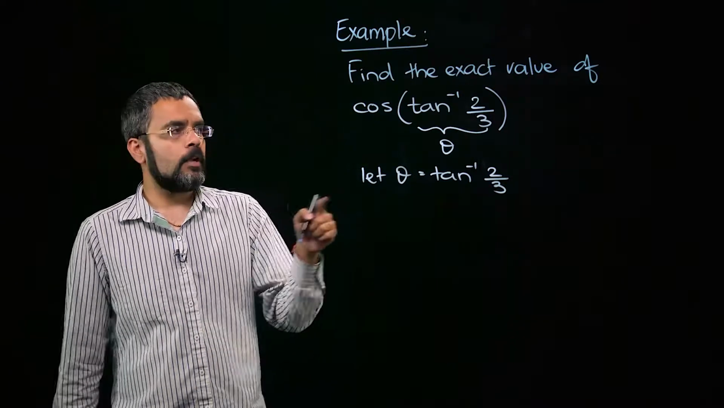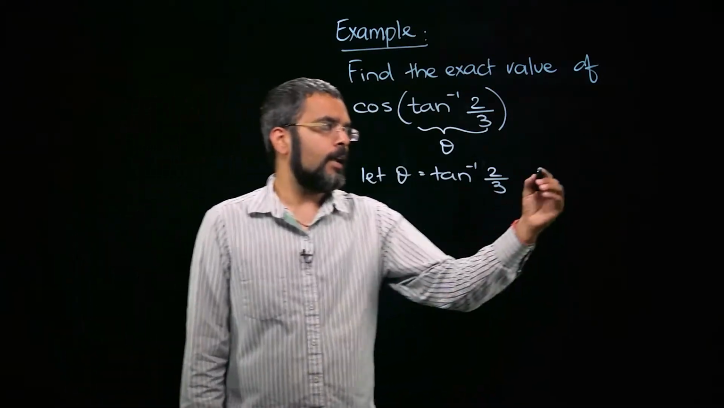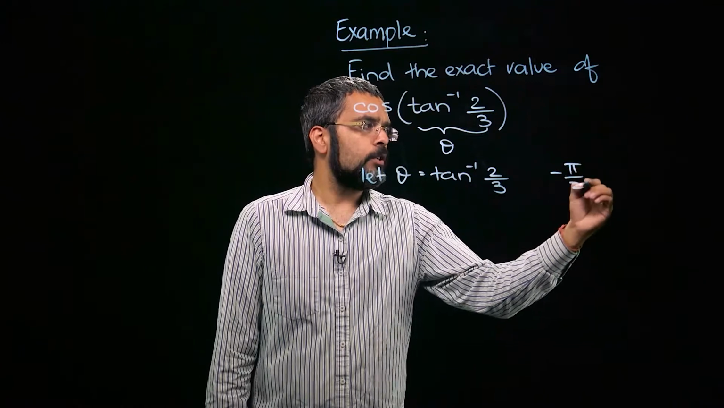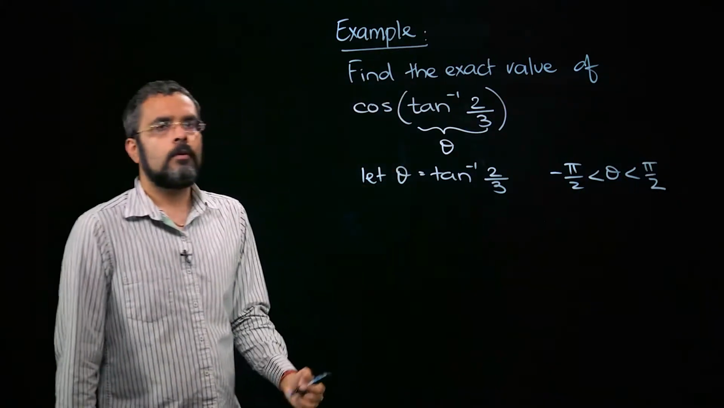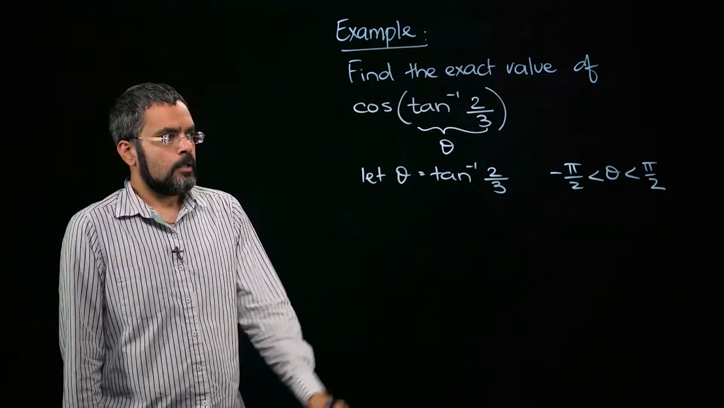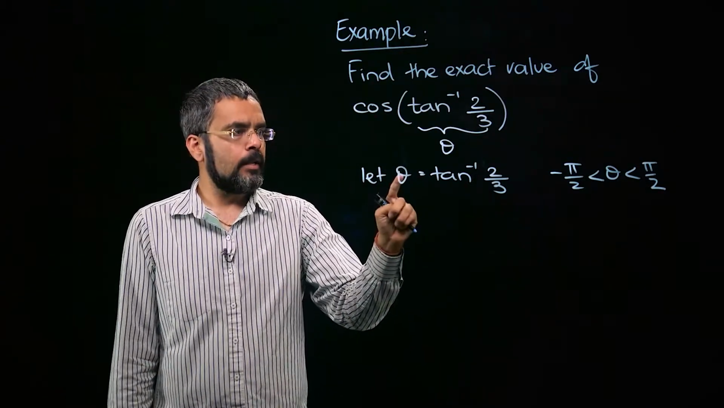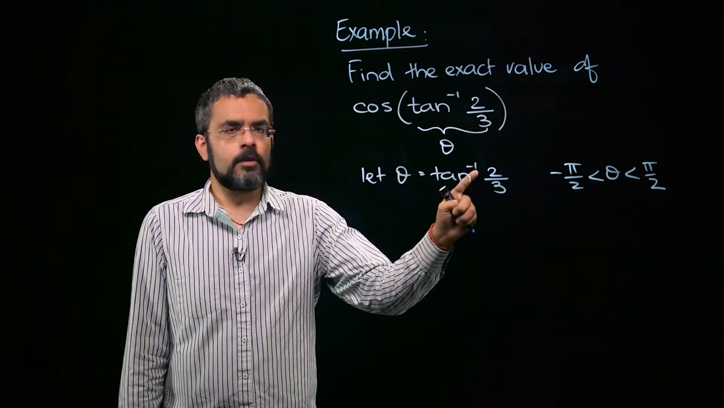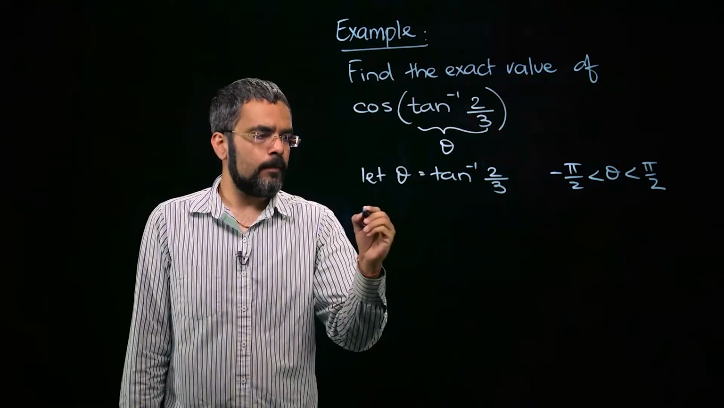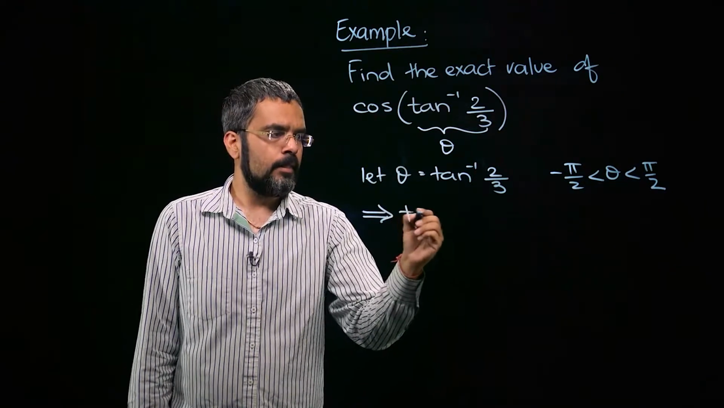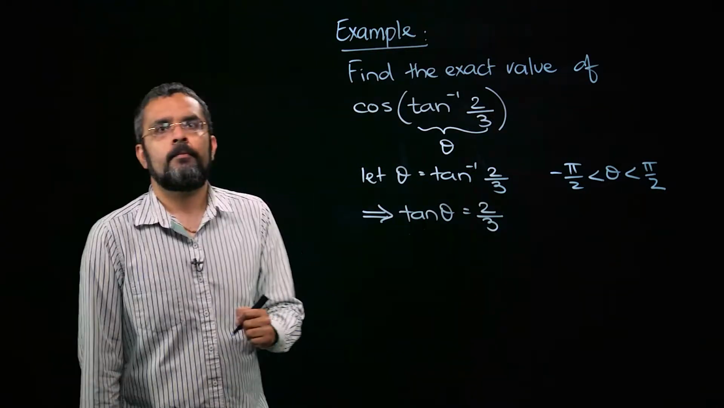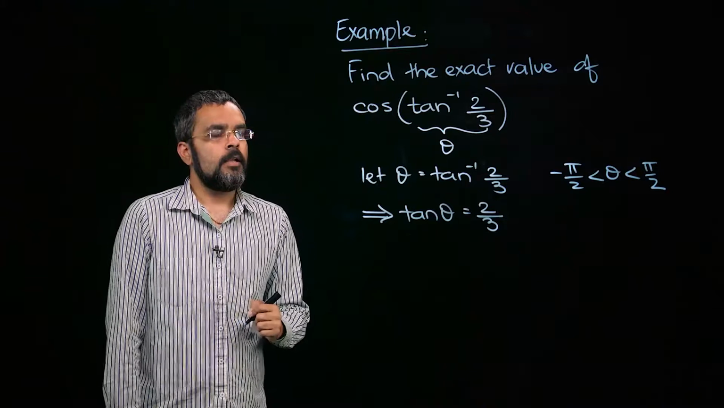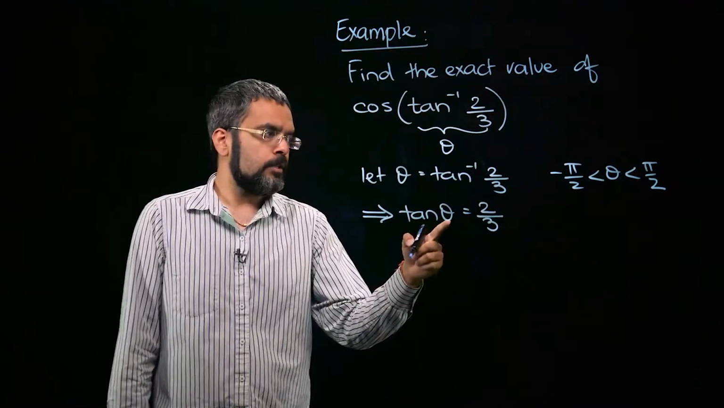Now, if you remember from your tan inverse definition, this theta has to be between negative pi over 2 and pi over 2. And we know that theta is tan inverse of 2 over 3 if and only if tan theta is 2/3. Now, tan theta is 2/3.